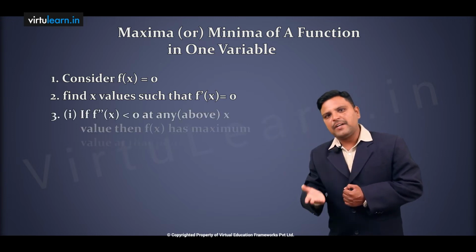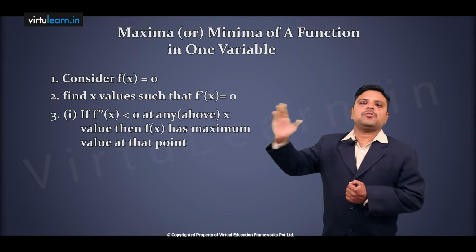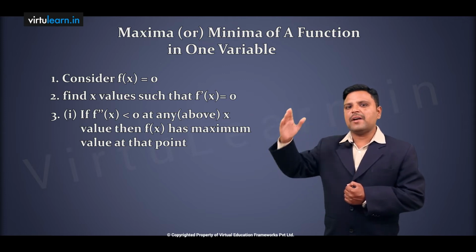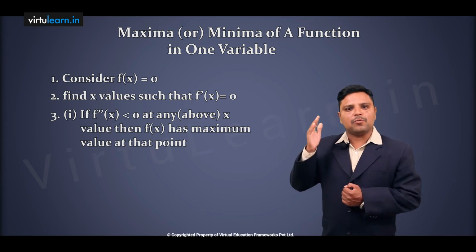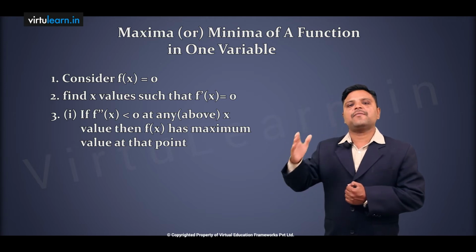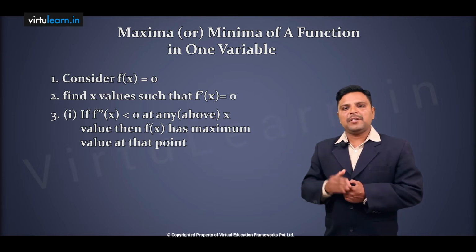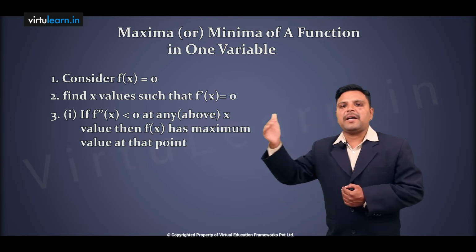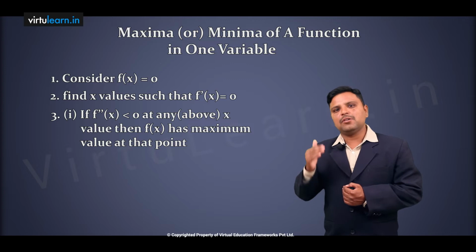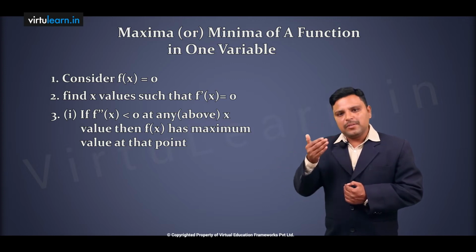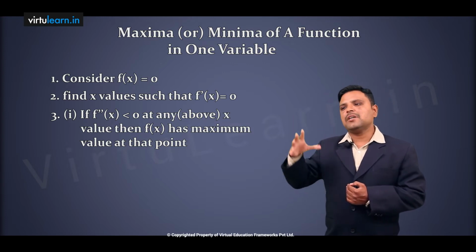If it is greater than 0, then f of x has a minimum value at x equal to 1. Suppose f double dash of x at x equal to 1 is less than 0, then f of x has a maximum value at x equal to 1. If it is a maximum, you again calculate f of 1, which is nothing but the maximum. Again, if f double dash of x is greater than 0 at x equal to 1, then you calculate the minimum value of f, meaning you substitute x equal to 1 in the given function, and that becomes the minimum value.